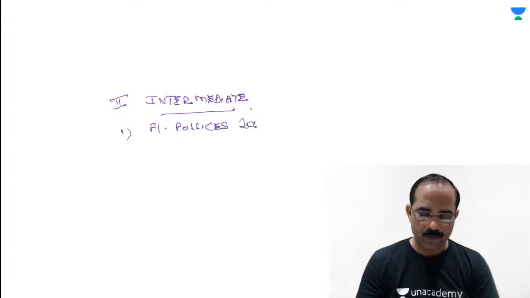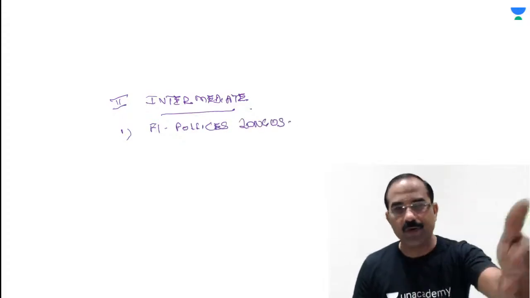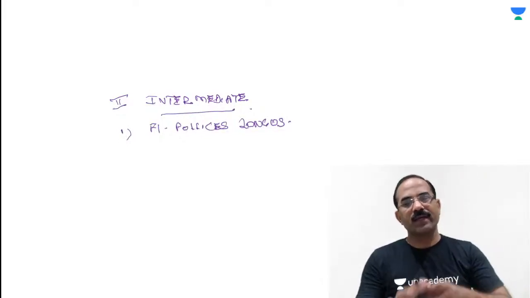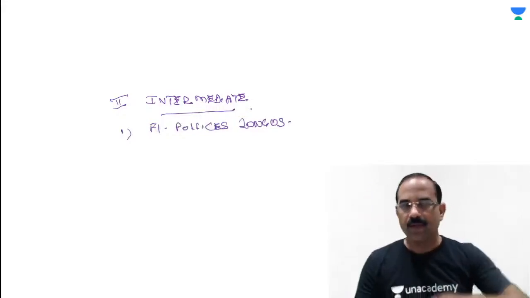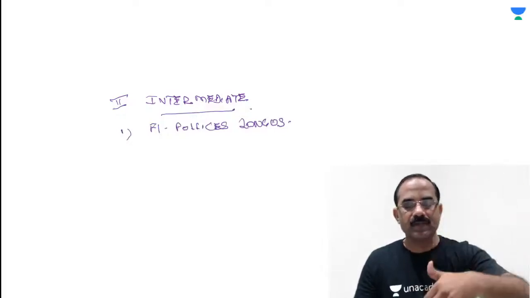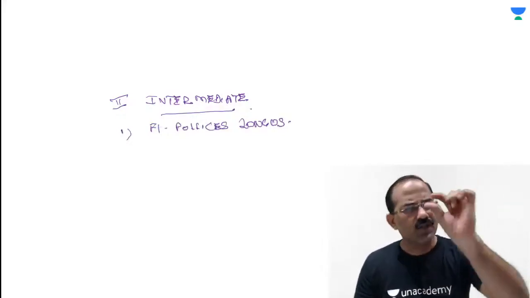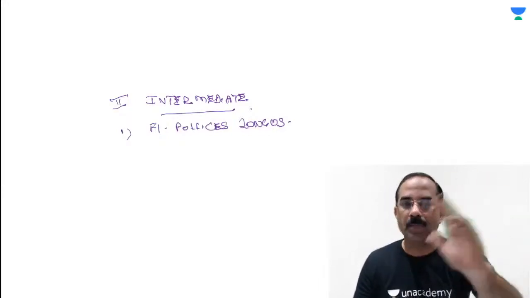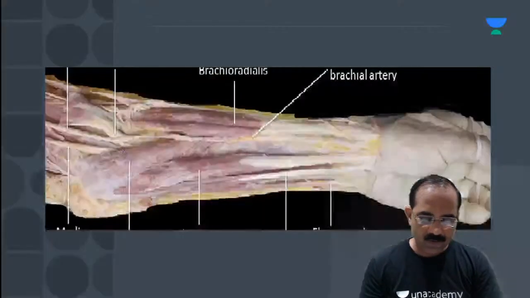Flexor Pollicis Longus. So where does the Flexor Pollicis Longus arise? It arises from the radius. And this Flexor Pollicis Longus will go and get inserted into the distal phalanx of the thumb. See, as a rule, students, the long muscles are inserted into the bases of distal phalanges, and the short, small muscles are inserted into the bases of proximal phalanges. Just remember that. So this is Flexor Pollicis Longus.